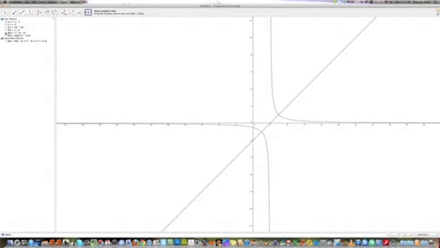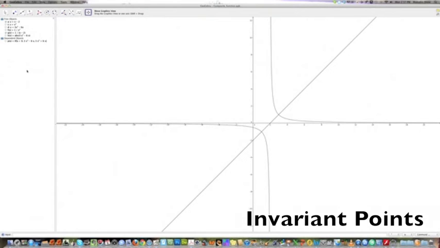To start with, I've already put in these graphs, so we're going to look at the linear case. That's y equals x minus 2, as you can judge from the intercepts. And this one is the reciprocal of y equals x minus 2, so y equals 1 over x minus 2. Now, you see 2 points here where they intersect. Those are called invariant points because they don't change location when you go from one graph to the other. They stay in the same spot, those 2 points.